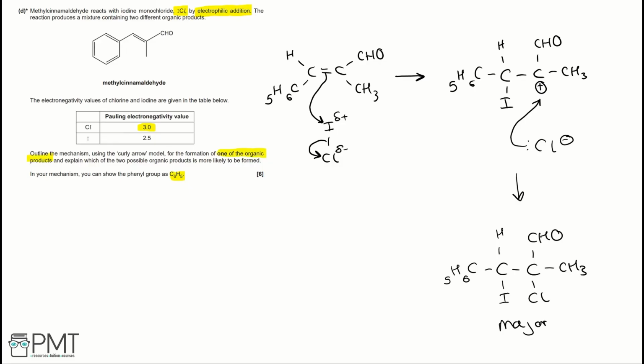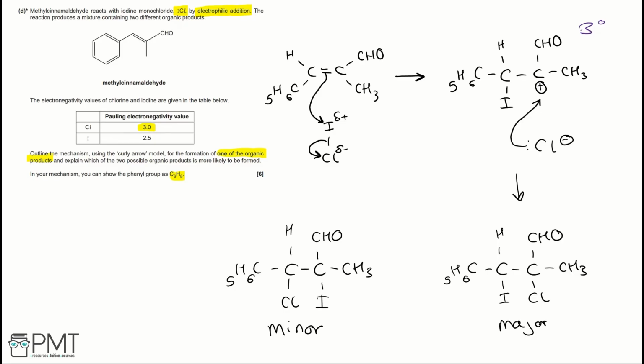So this is the major, and then if you had the iodine go on to the other carbon, you would produce the minor product. So this would be C, C, CHO, CH3, I, Cl, H, C6H5. And this is because you've produced a secondary carbocation intermediate rather than the tertiary carbocation intermediate that you have in the mechanism which we've drawn here.